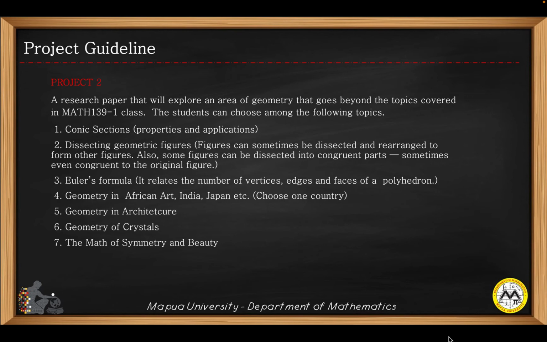And then we have Euler's formula that relates the number of vertices, edges, and faces of a polyhedron. So there is a separate topic discussed in our textbook about polyhedron. And then we have geometry in African art, in India, Japan, etc. So you can choose only one country. Geometry in architecture, geometry of crystals, the math of symmetry and beauty.